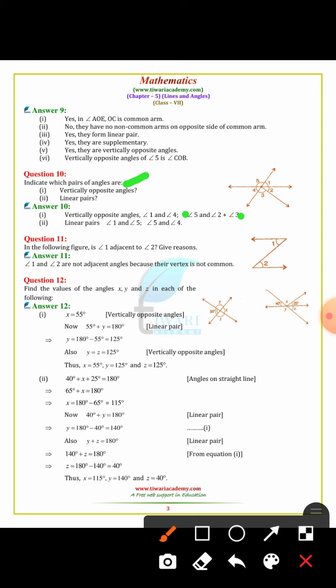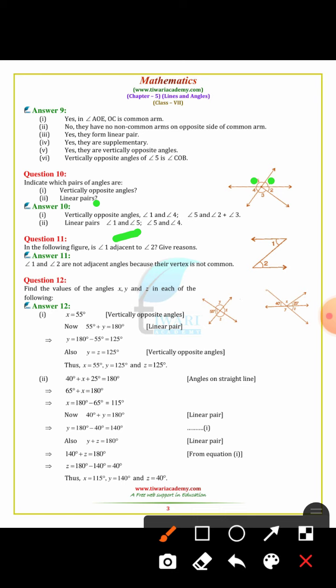when observing this figure, 1 and 4 are the two vertically opposite angles, and also here 5 indicates these two angles. So that's why we write them as the vertically opposite angles. And we move on to the second question, linear pair. The linear pair is here 1 and 5. So observing this, it is one pair of linear pair of angles, and 5 and 4.